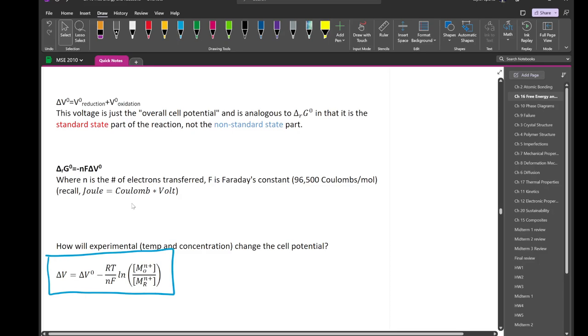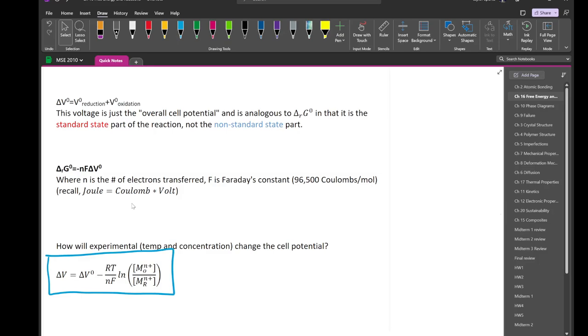Here's how delta G is related to delta V. It depends on the number of electrons in the reaction, Faraday's constant, and a negative sign. And remember that the tables, your galvanic series or your standard reduction potential, when you combine those together, that just gives you the first term, the one under standard state conditions. But if you want a real battery, you have to take into account first off what temperature does, the number of electrons involved, and the difference in the concentration of your oxidized species and your reduced species.